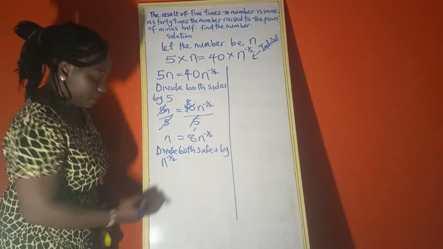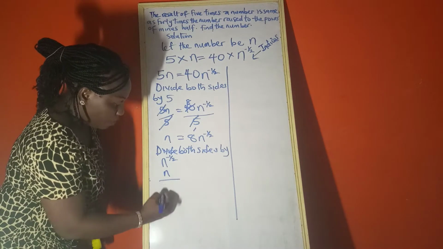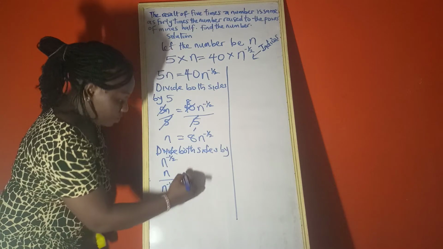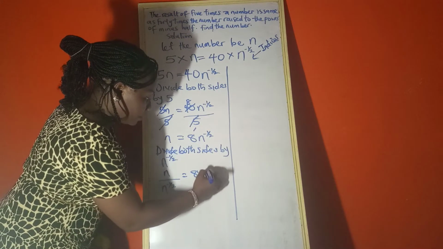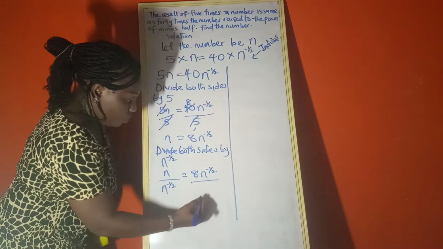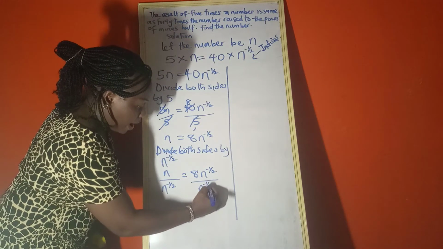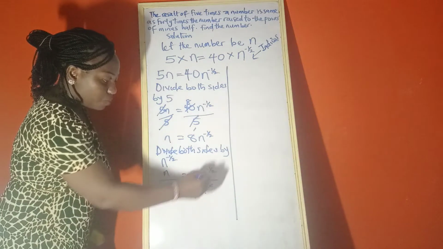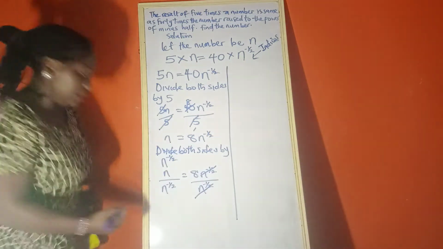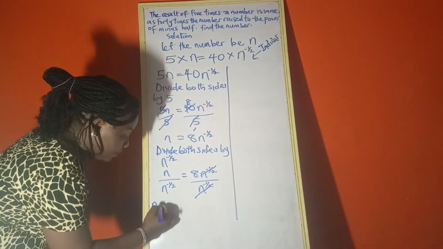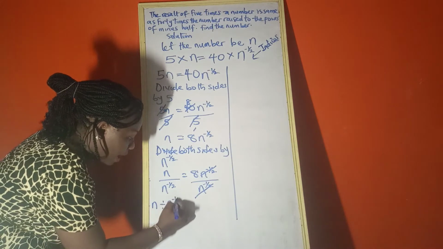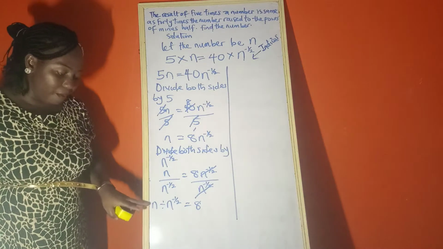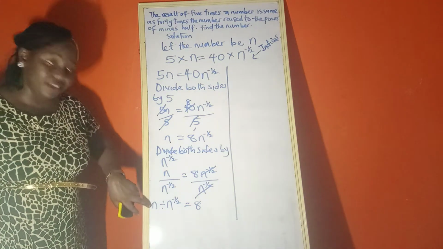Minus half rather. So we have n all over n raised to the power half equals 8n raised to power half all over n raised to power half. And so this will cancel this. Eventually we'll be having n divided by n raised to power half equals 8. Remember that the power of n here is 1.